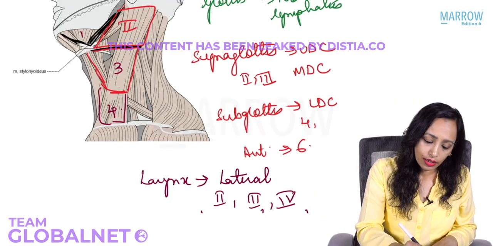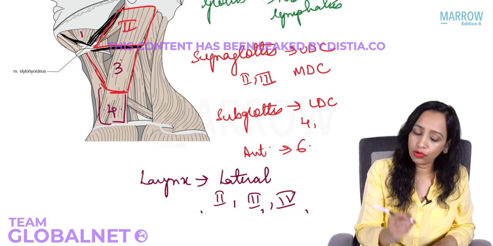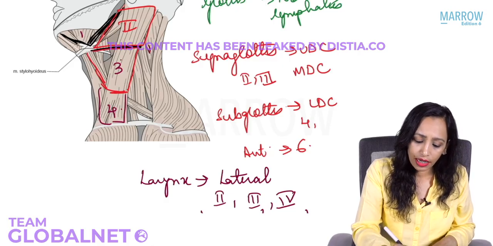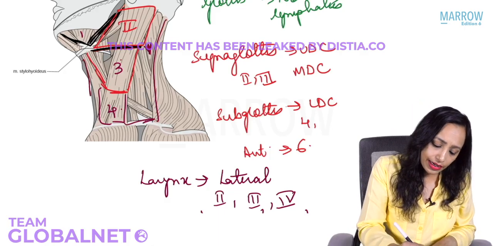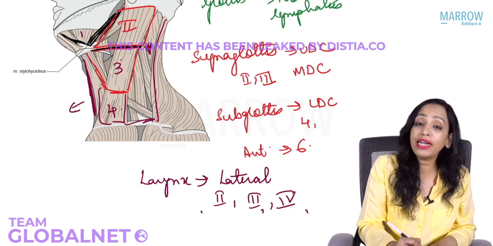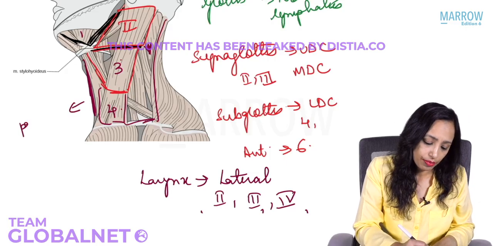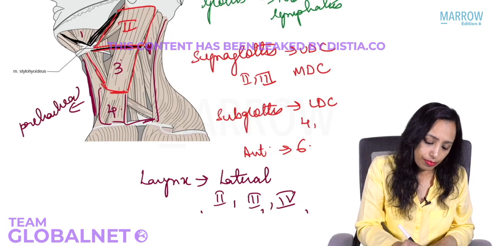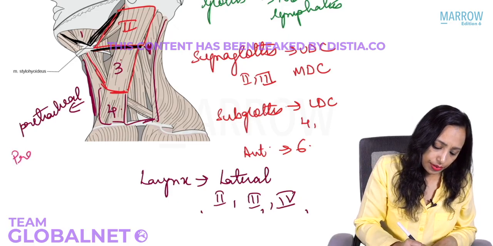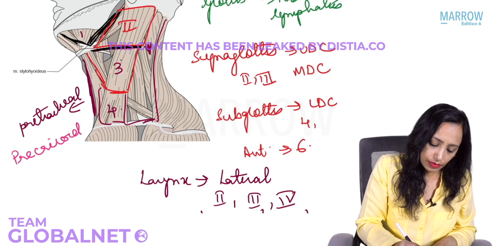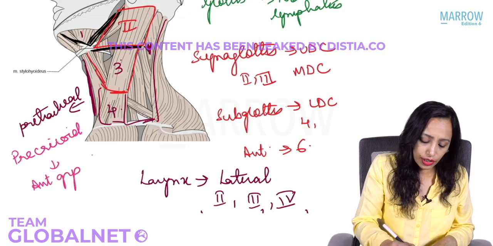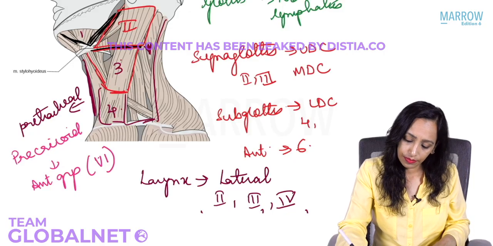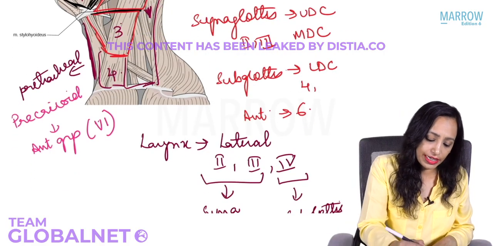So we have done 1, we have done 2, this is 3, this is 4. Level 5 is the posterior group, this here is 5. And the anterior group is the pretracheal, precricoid nodes. This is the anterior group, also known as level 6. This is also what is known as the Delphian nodes.